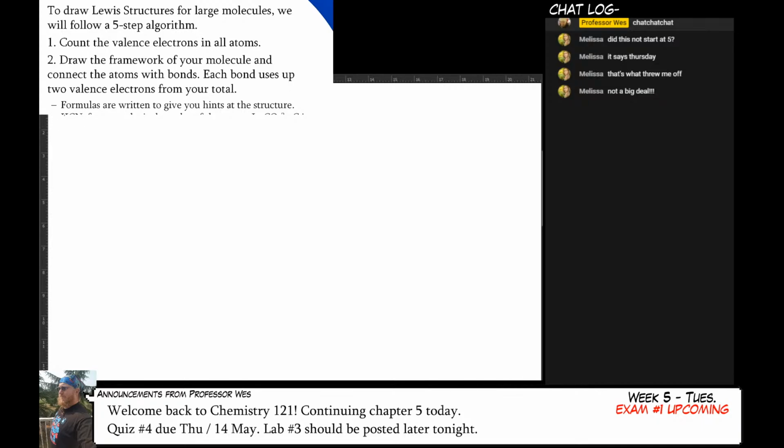So step 1, we're going to count the valence electrons. Carbon still has 4. Hydrogen still has 1, and there are 2 of them. Oxygen has 6. So I'll add them all together. 4 plus 2 is 6, plus 6 is 12. So I would have 12 electrons in this drawing.